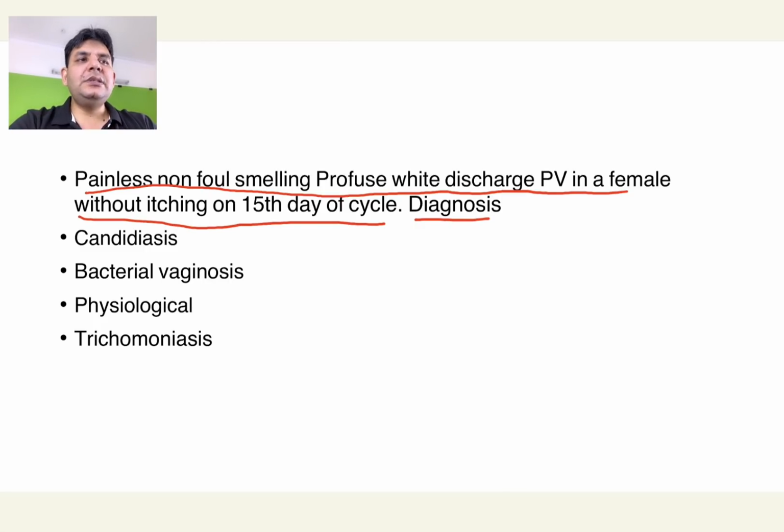So it sounds that there is no itching, so obviously trichomoniasis is discarded, since it has itching, that is strawberry vagina, strawberry cervix. Bacterial vaginosis can have a vaginal discharge, no doubt about that, and that too without itching, but the thing is it is not non-foul smelling. Candidiasis has a curdy white discharge, and itching is absent there also, or might be present sometimes.